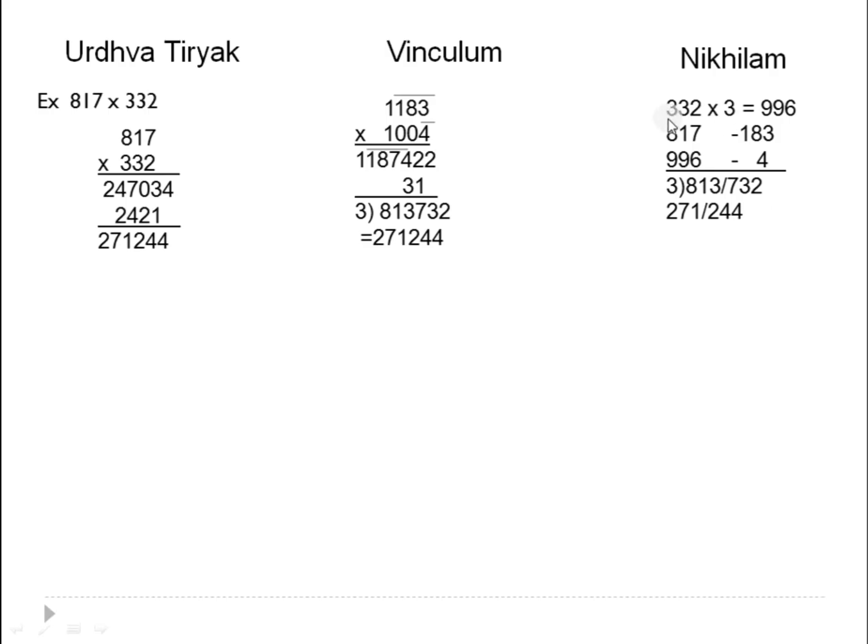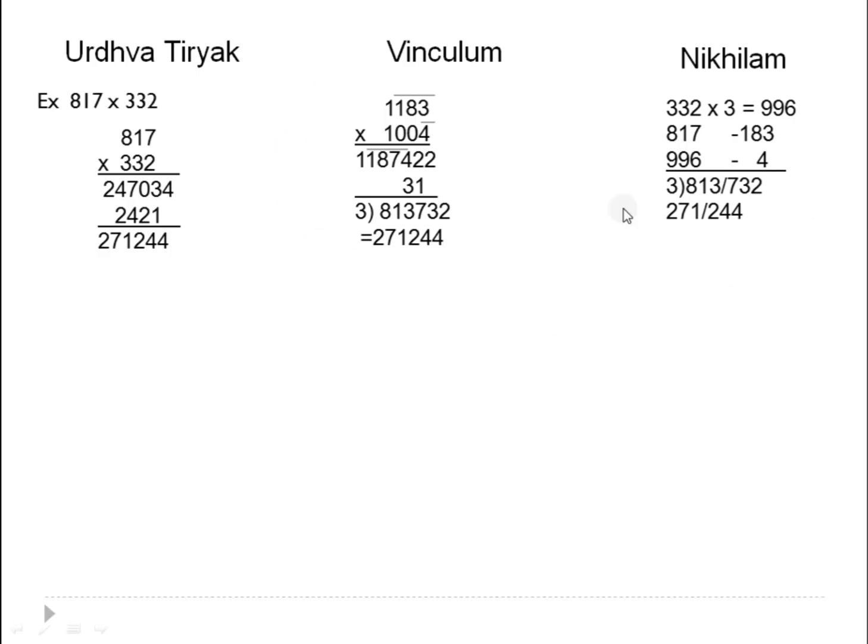Whereas coming to the other method, 332 is really far. So just like the earlier case, we are going to multiply 332 into 3, giving us 996. So 996 is 4 less than 1000 and 817 is 183 less than 1000. And this process is much simpler actually, since we are dividing only by 3. So 817 minus 4, and 183 into 4 gives us 732. So when we divide it, we get 271244.